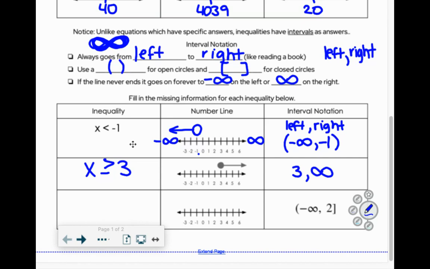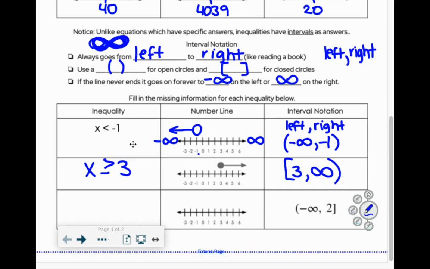This one is a closed circle, so it hits a bracket. But here's the tricky part that I couldn't explain until we got to this example. Infinities always get a parenthesis, like this. Only the part that actually has the closed circle gets the bracket.